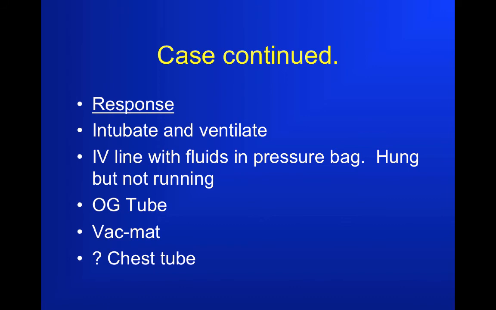The team springs into action. They intubate and ventilate the patient. IV access is optimised and fluids are hung in a pressure bag for delivery if required. An orogastric tube is placed after the patient is intubated and the patient is carefully positioned on a vacuum mattress. It's at this point that discussion in the team starts around the need, or otherwise, to formally decompress the chest, either with a finger thoracostomy or perhaps with a more formal chest tube and an underwater seal.